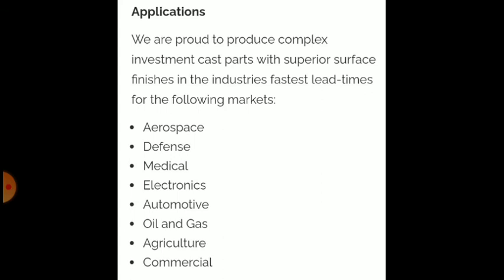In aerospace, defense, medical, electronics, automotive, oil and gas, agriculture, and commercial sectors, you can employ the investment casting process. So that is regarding the investment casting process.